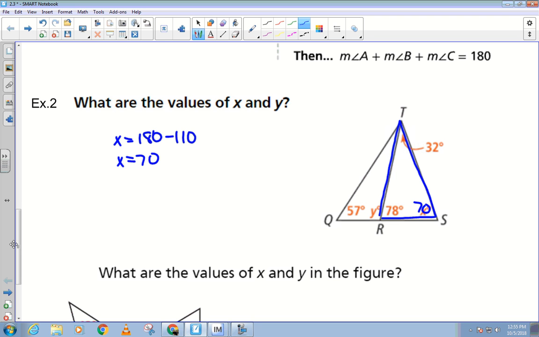All right. Now I'm going to look at this triangle here, right? And what am I going to do to find y? Okay, it makes a linear pair with 78, doesn't it? So, to get y, I'm going to do 180 minus 78, which is 102 degrees. Okay, good.